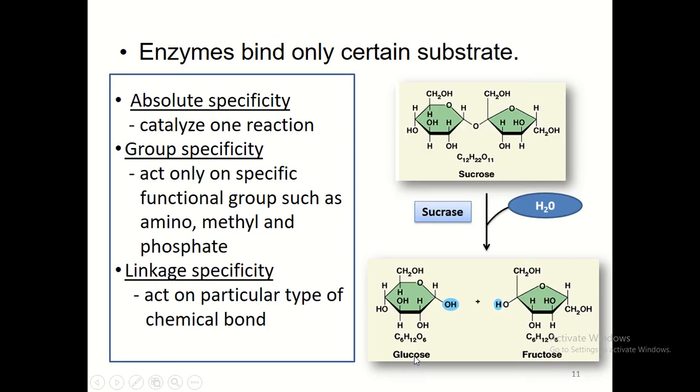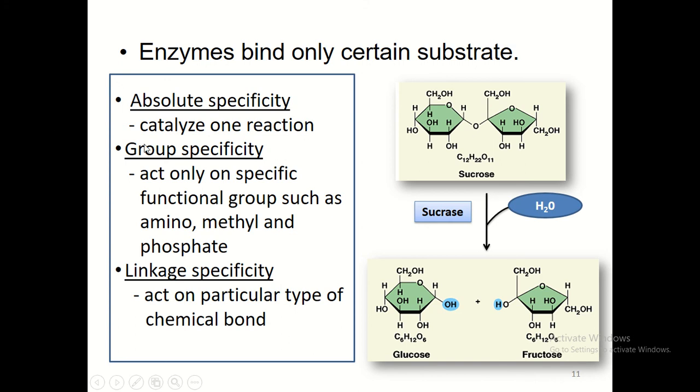Okay, and an enzyme only binds to a certain substrate or a certain reactant, and the specificity of the enzyme is divided into 3 types. The first is absolute specificity of the active site, group specificity of the active site, and also linkage specificity. For absolute specificity, it refers to the enzyme that only catalyzes one type of reaction only.